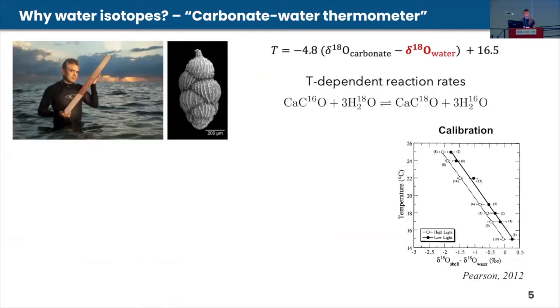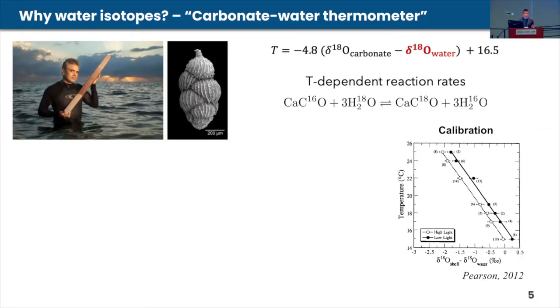So the ice core is nice, but it only goes back to maybe a million years. That's when you stop having well-preserved ice. For deeper time, we can use the so-called carbonate water thermometer, which dates back more than millions of years.